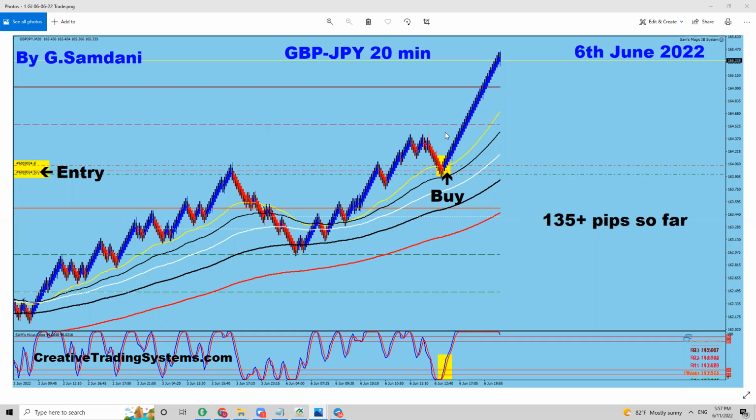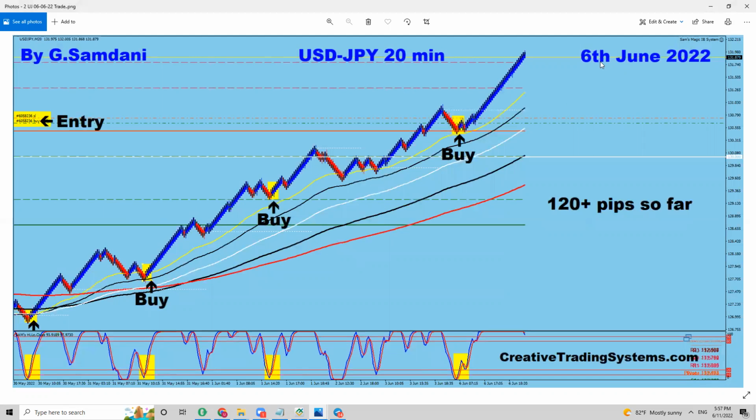By the book, I have to have 4 conditions in order to open a trade. And once they are met, then I open the trade, right? This one is for 135 pip. The second one is on the 6th June, same day, USD yen. Buy order here. This is the one of 120 pip, right?